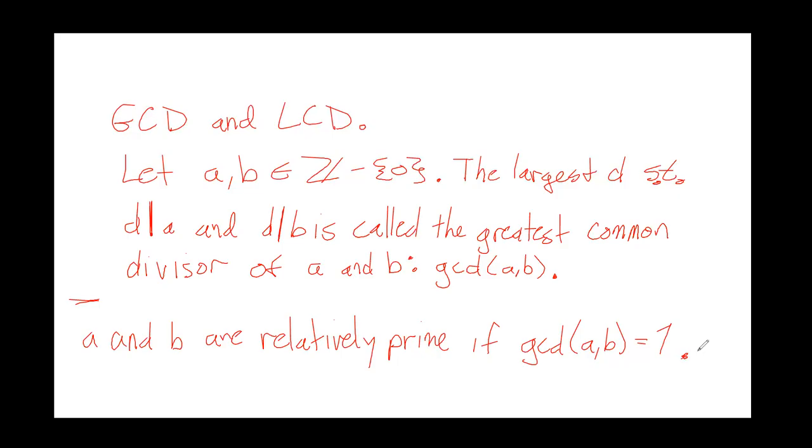All right, guys, so we'll go ahead and pick back up here with GCD and LCM. GCD is the greatest common divisor, right? And LCM, least common multiple, is very closely related to this topic as well. So we can define the greatest common divisor, GCD, as follows. Let A and B be non-zero integers. The largest D such that D divides A and D divides B is called the greatest common divisor of A and B.